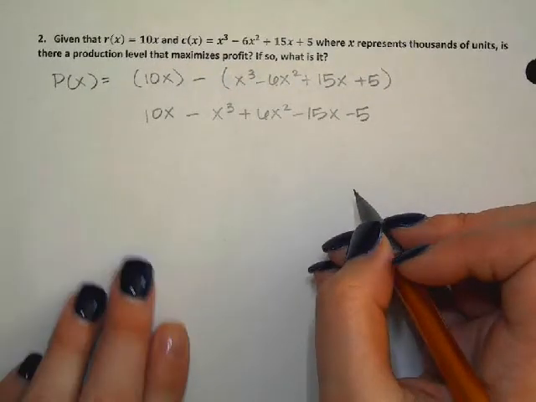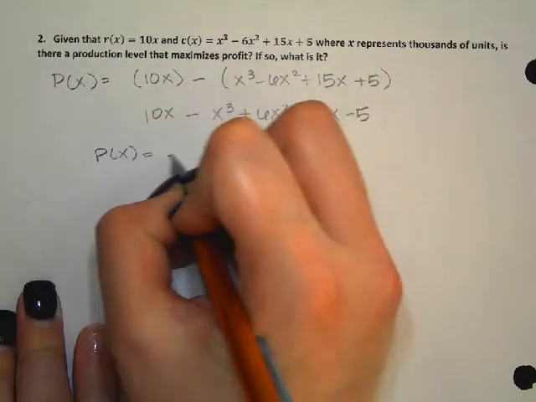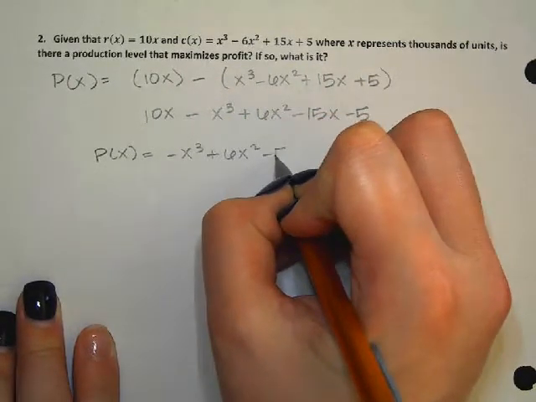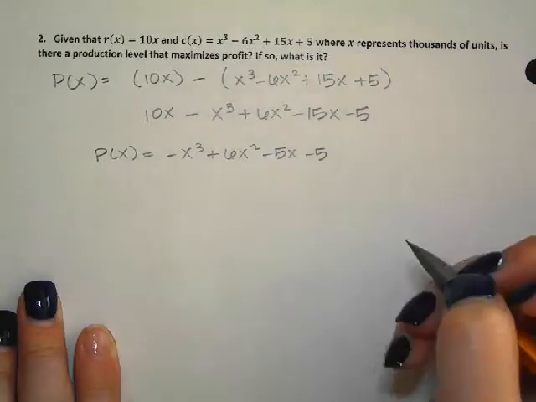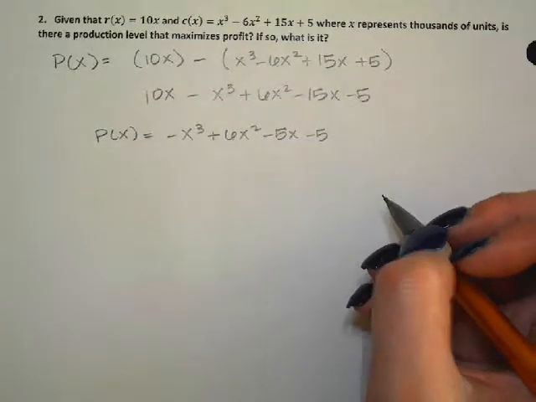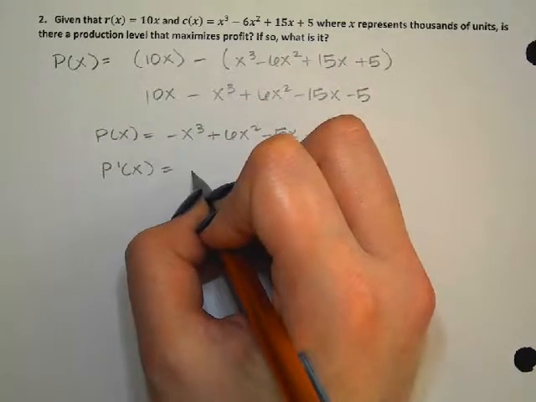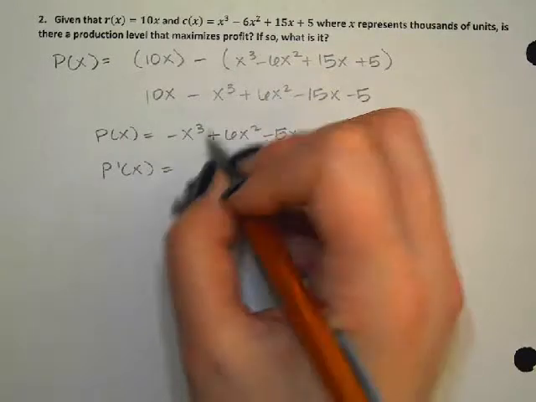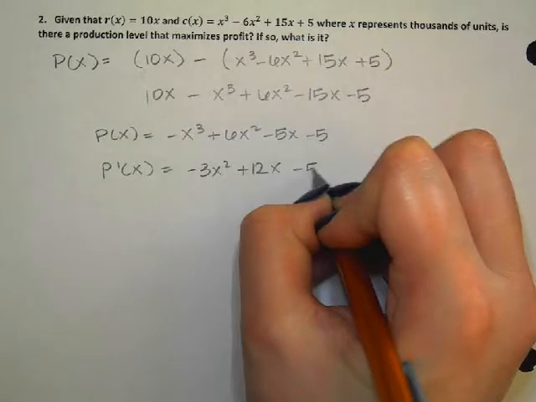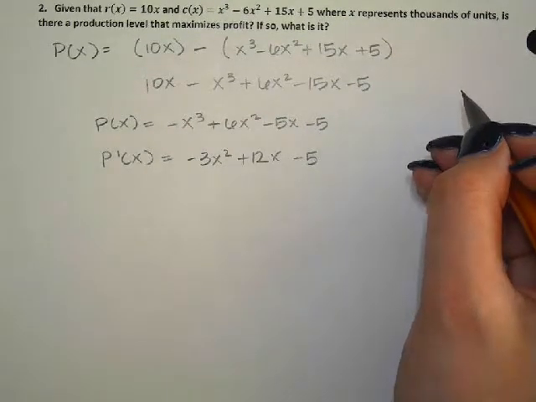So what do we have? Negative x to the third plus 6x squared minus 5x. Okay, and what do we do next? You find the derivative. So p prime of x is negative 3x squared plus 12x minus 5. And then you set that equal to 0.